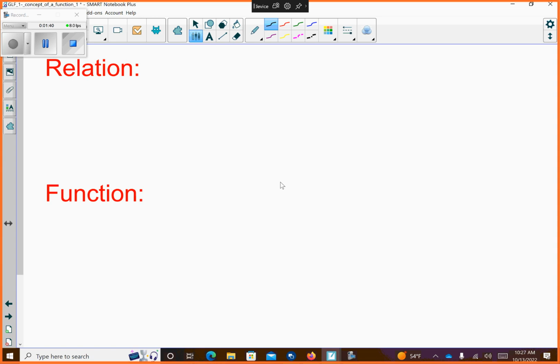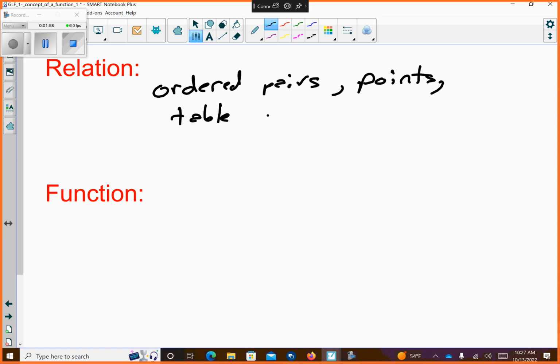All right. So a relation could honestly be like 3, 7, 2, 6. It could be a table of values like x, y, 1, 2, 7, 10. Just a table of values. That's all it is. Okay? A function is a special relation.